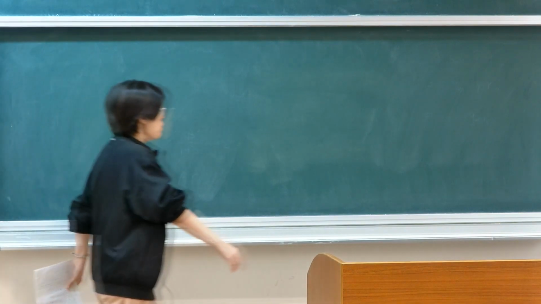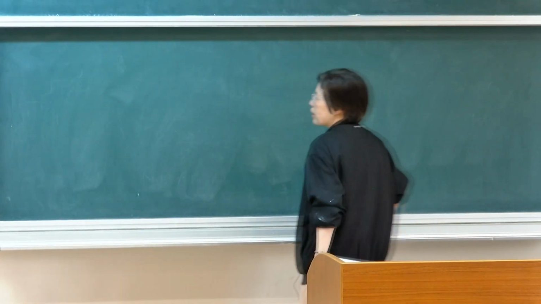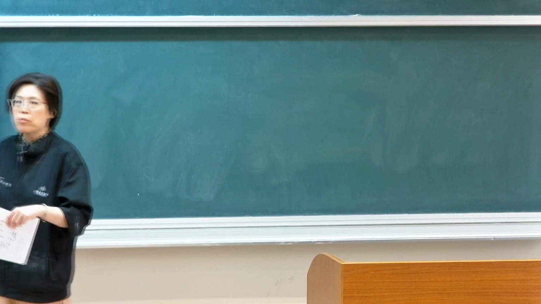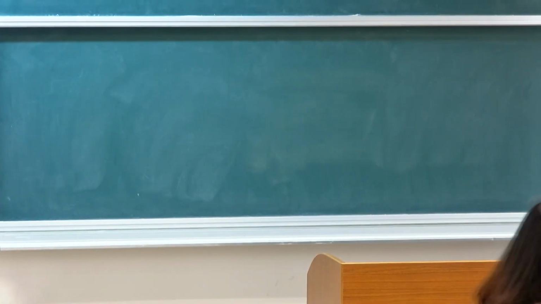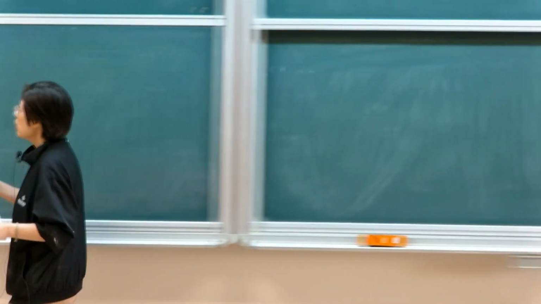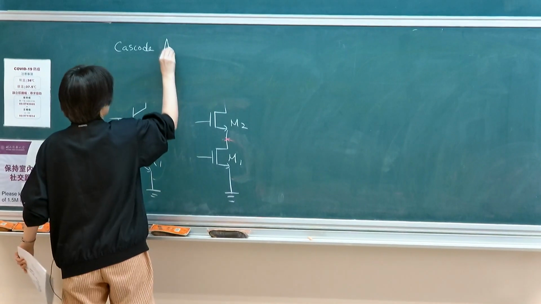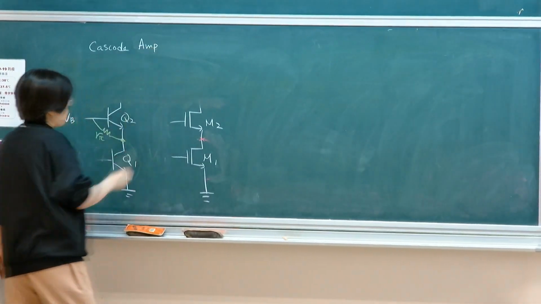Let's continue our discussion on cascode structures. As I said, the feature of a cascoding structure is that the gain is being boosted. If you think about it with the transconductance model, it's basically the transconductance of a single transistor times its output resistance. Therefore, if you think about a cascode amplifier, let's look at some variation.